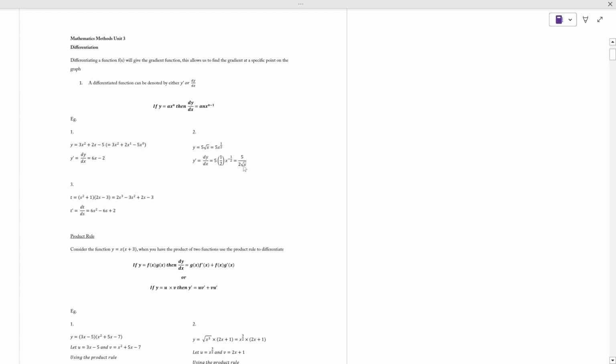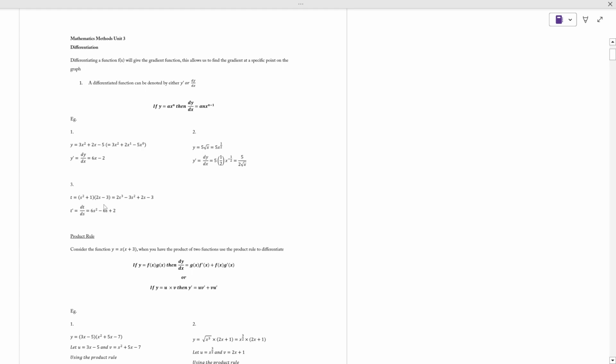Cool. If you're wondering why that root x is at the bottom, it's because anything to the power of half just means it's a square root, right? As you can see, square root x is equal to x to the power of half. Same thing with this. However, whenever you've got a negative power, you're basically putting it at the denominator. Cool. Moving on, having a look at example 3.